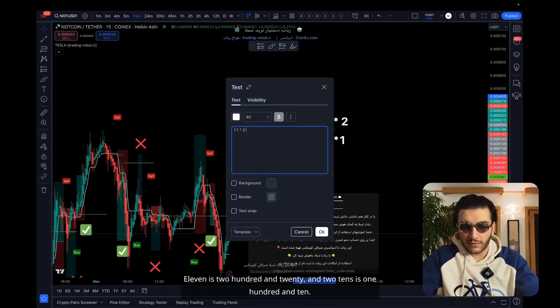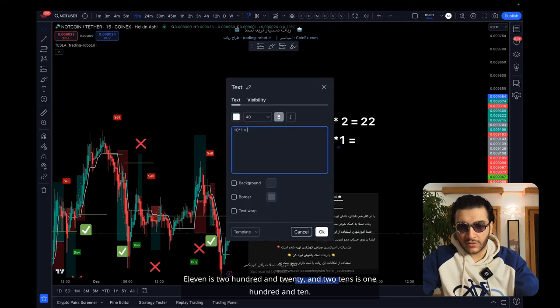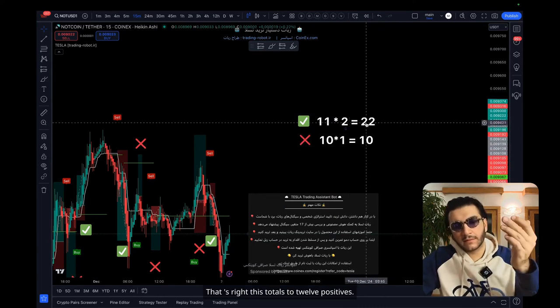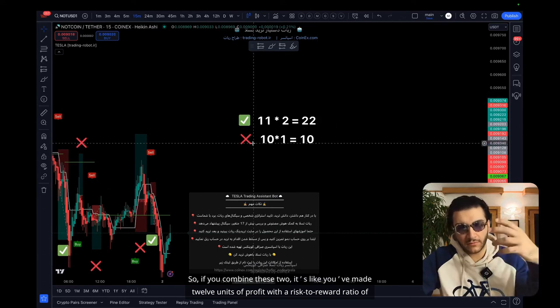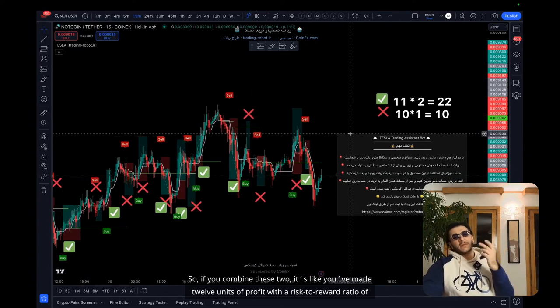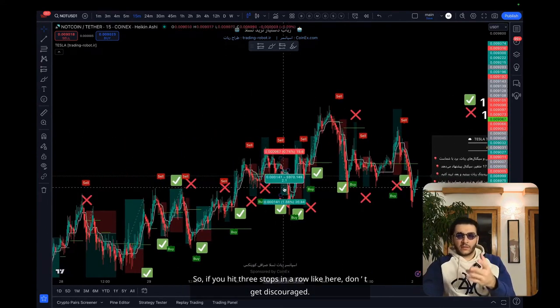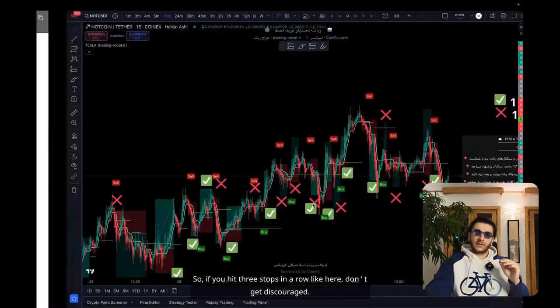22 minus 10 totals to 12 positives. So if you combine these two, it's like you've made 12 units of profit with a risk to reward ratio of 1. So if you hit 3 stops in a row like here, don't get discouraged.